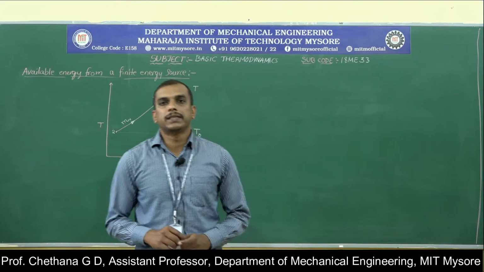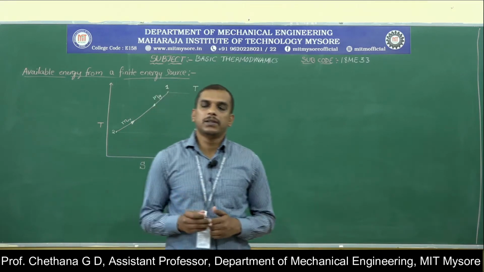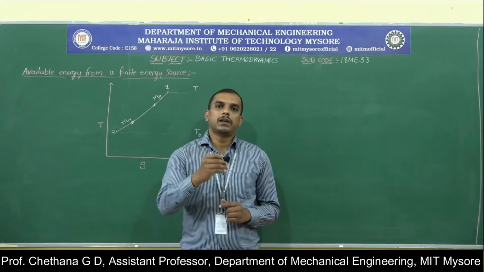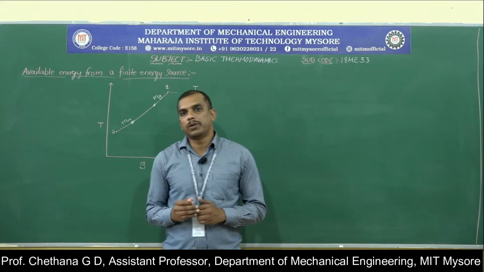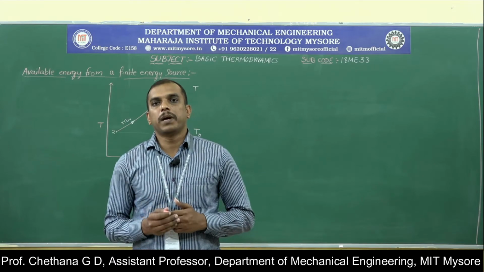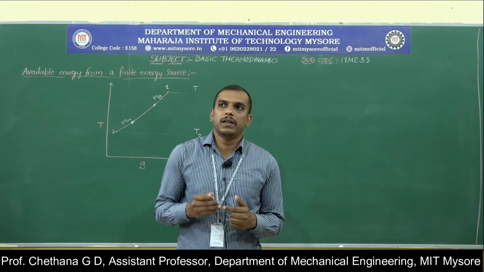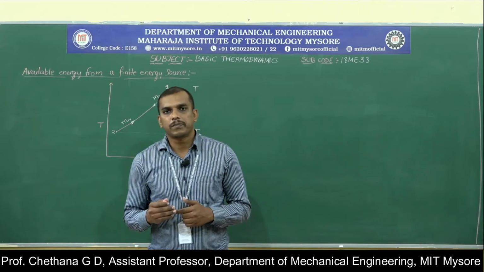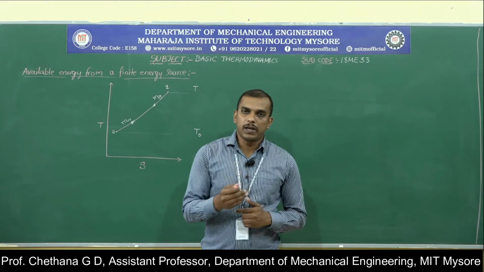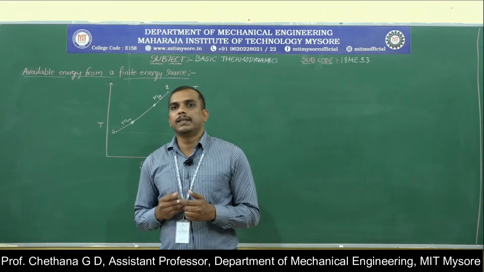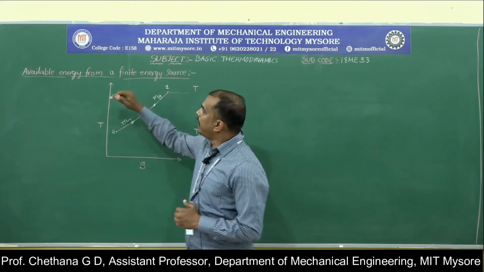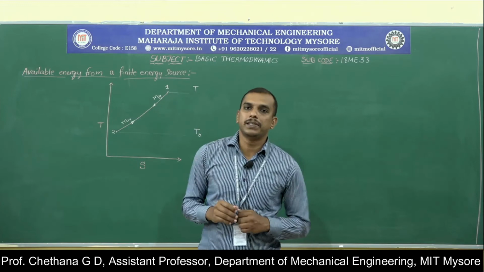In the last class we were discussing heat transfer through a finite temperature difference, and also the decrease in available energy when there is heat transfer through a finite temperature difference, or in other words, the increase in unavailable energy. We also solved a problem on decrease in available energy. In today's class we will talk about available energy from a finite energy source.